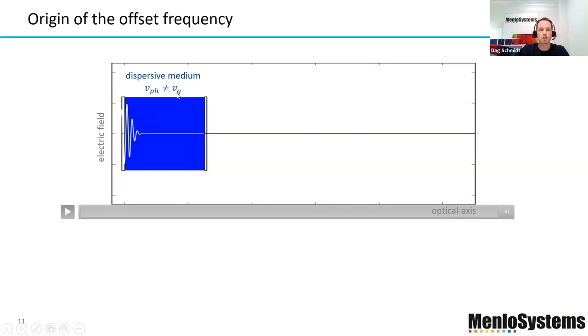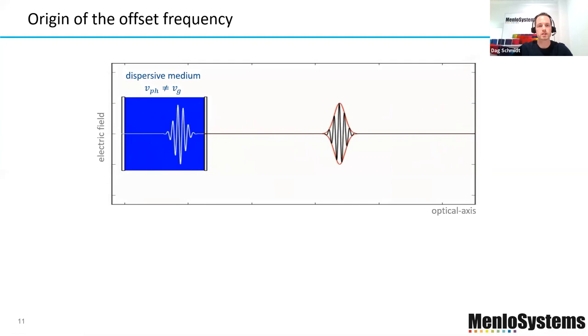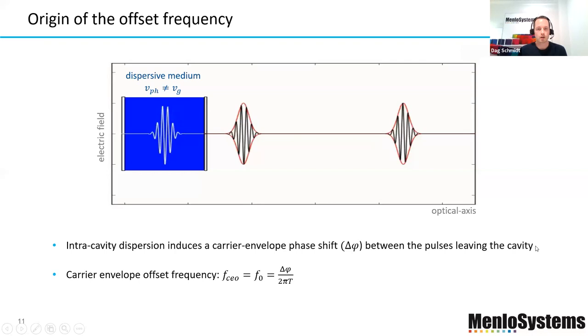So if we have a pulse here traveling back and forth in the cavity, I'll show you what happens. Well, the carrier will drift, the phase of the carrier will shift relative to the envelope. And of course, this phase shift is then imprinted in the pulses which are leaving the cavity and continue traveling here in a non-dispersive medium. So this intracavity dispersion induces a carrier envelope phase shift, delta phi, between the pulses which are leaving the cavity. And this is the origin of the offset frequency.